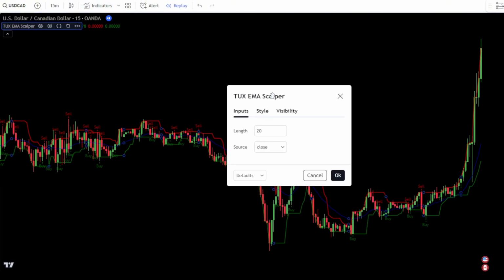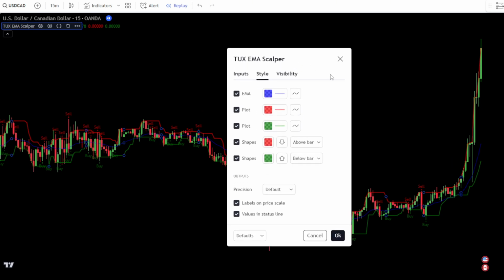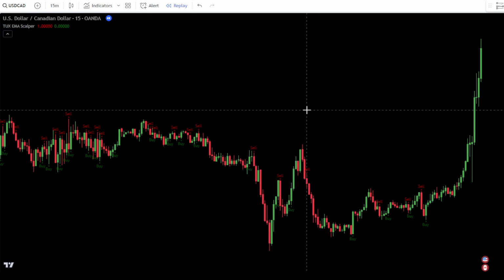Go to the Style tab and remove a few marks that we don't need. Uncheck the marks for the EMA and plot sections. Once done, simply click OK to confirm the changes. This EMA Scalper indicator will be used as a guide to place orders in the market. You only need to follow the signals that appear from the indicator.